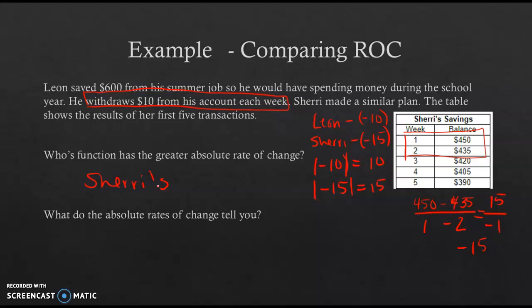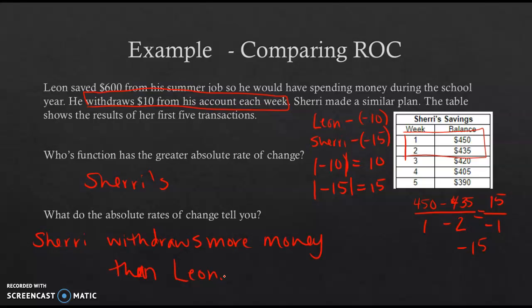Now, what do the absolute rates of change tell you? What this tells us is that Sherry withdraws more money than, not then, than Leon. That's what that tells us.